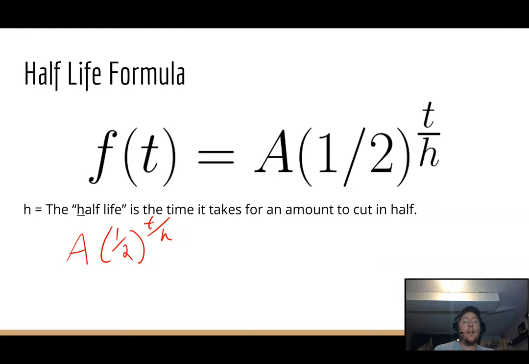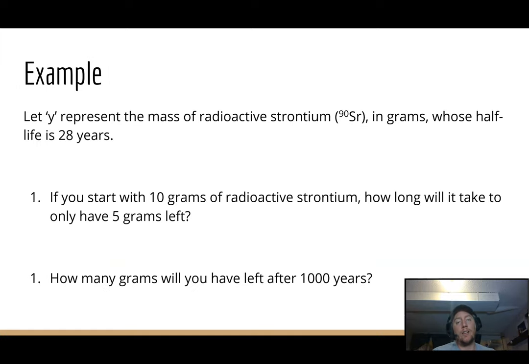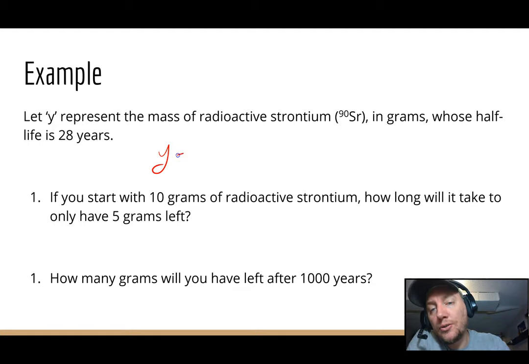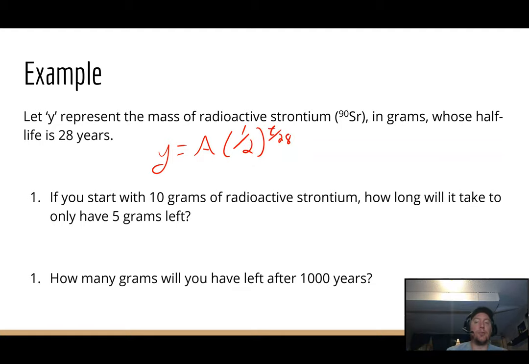So our decay equation, since it is decaying, A is our initial amount, times one half because it's a half-life, to the T over H, where T stands for time, and then H is the half-life. So that's pretty much it. Okay, it's just one extra letter. It's T over H instead of just T. Let's look at an example using the half-life. Let Y represent the mass of radioactive strontium in grams, whose half-life is 28 years. So Y is going to equal our starting amount, 1/2 to the T over 28. Okay, I just made my formula.